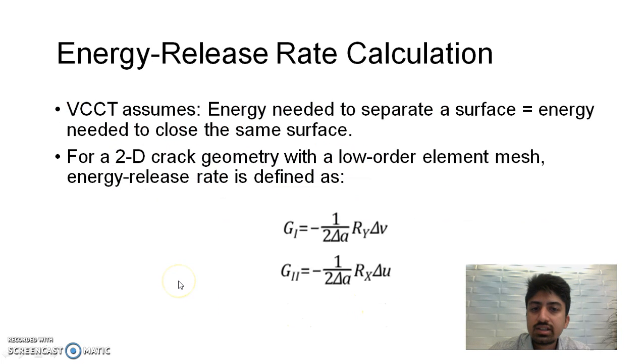So this is how the energy release rate is calculated. VCCT assumes the energy needed to separate a surface is the same as the energy needed to close the same surface. This is a very important assumption, and based on this, the calculation of energy release rate occurs. For a 2D crack geometry, this is the relation for calculating the energy release rate from factors such as delta A, which stands for crack extension or crack length, Ry and Rx. R is the reaction forces at the nodes, delta V and delta U are the relative displacement between the nodes at the top and bottom surface.